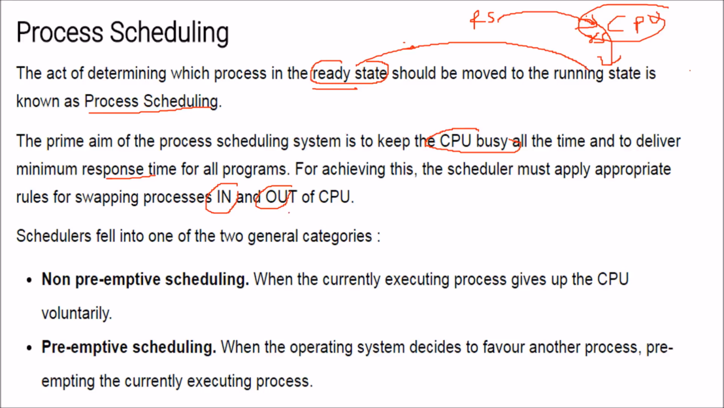So scheduling can be divided into two general categories: non-preemptive scheduling and preemptive scheduling. Non-preemptive means the currently executing process gives up the CPU voluntarily. No other process or action can do this; only the executing process will leave voluntarily. The second is preemptive. Now the operating system is going to decide and prioritize or favor another process, preempting the currently executing process.